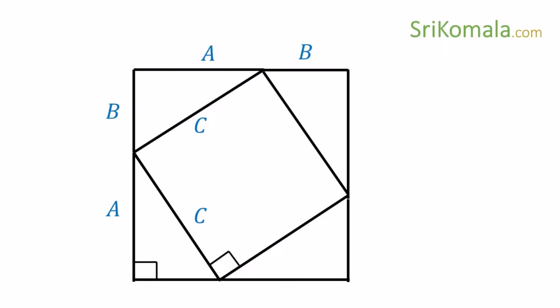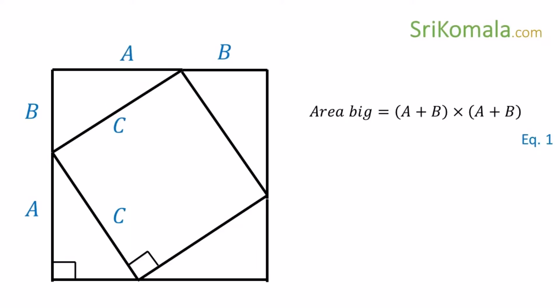Now, we get a bigger square. As you can understand from the picture, the bigger square consists of 4 equal triangles and 1 smaller square. The length of the side of this bigger square is A plus B.